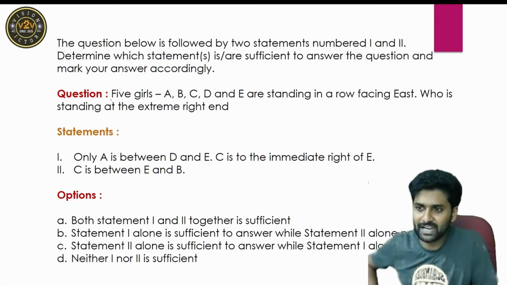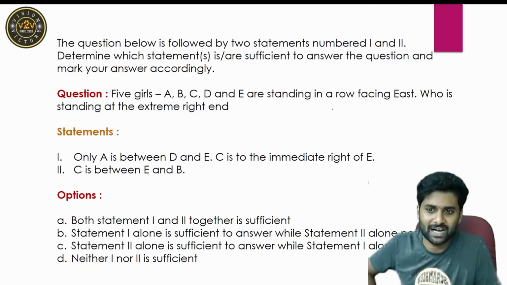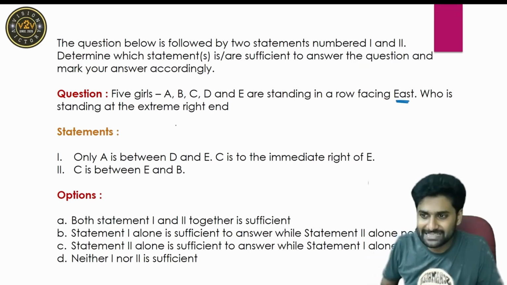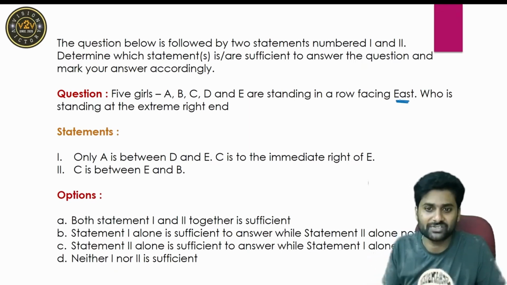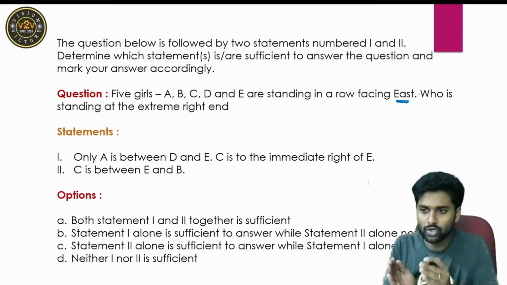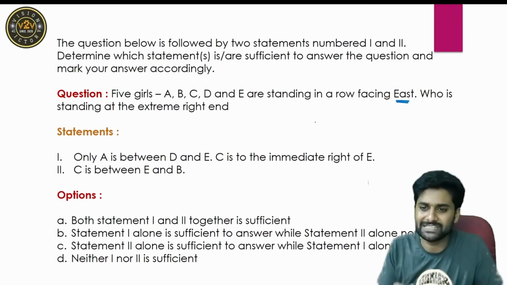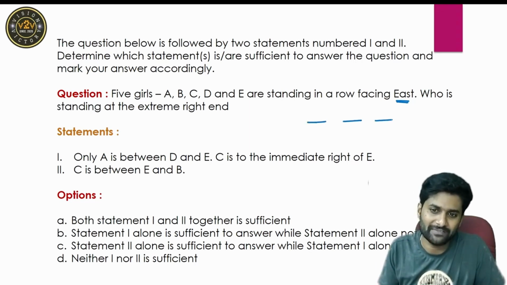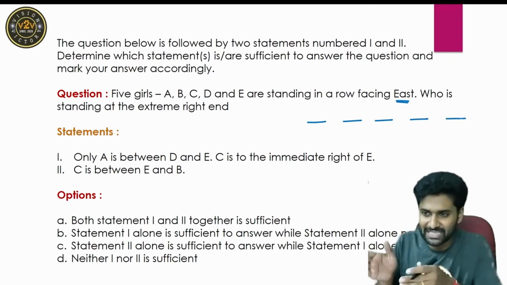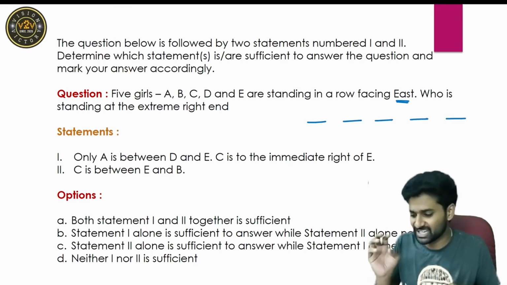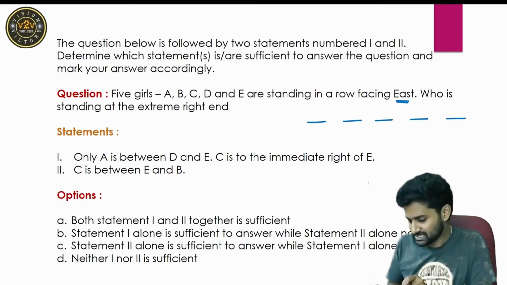The data says that there are 5 girls A, B, C, D, E standing in a row facing east. So, who is standing at the extreme end? Out of all these five people, who is sitting at the extreme end? Can we get this information based on the given statements or not? That we call data sufficiency. Now, tell me which data is sufficient to get the endpoint.